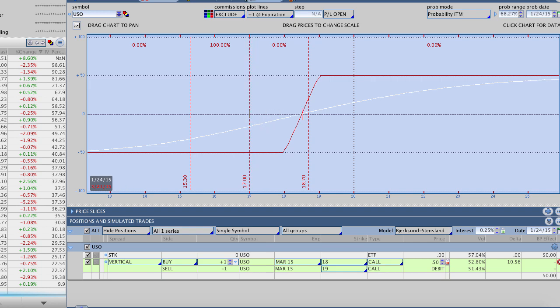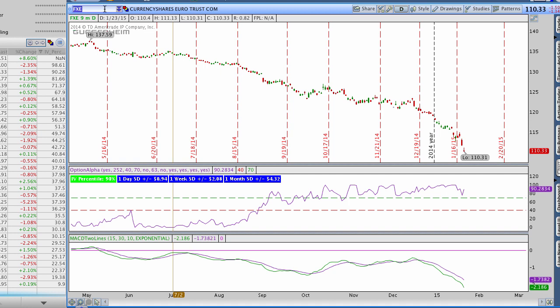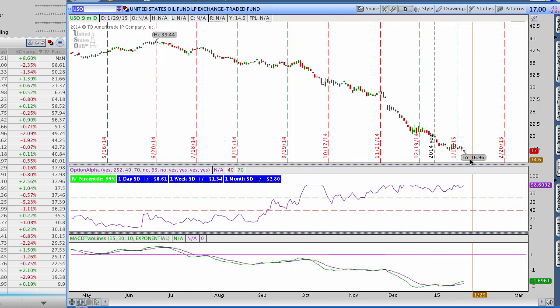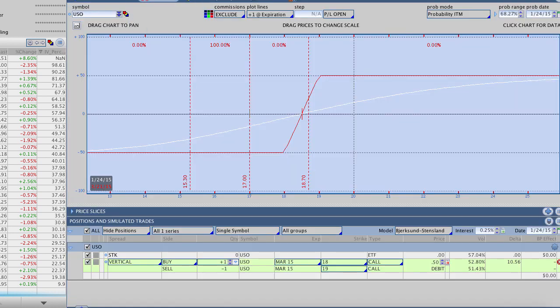Now we start to look at the chart here of USO, and you can see that the stock has definitely had a long continued move lower. But as it's done that, implied volatility has gotten really, really high, up in the 99th percentile. So that leaves us an opportunity to sell options that are very, very expensive.